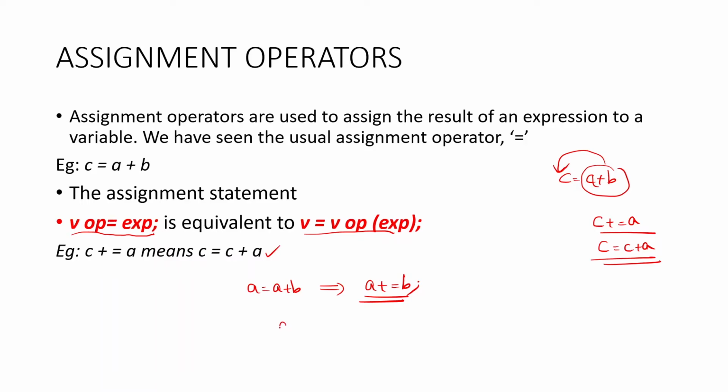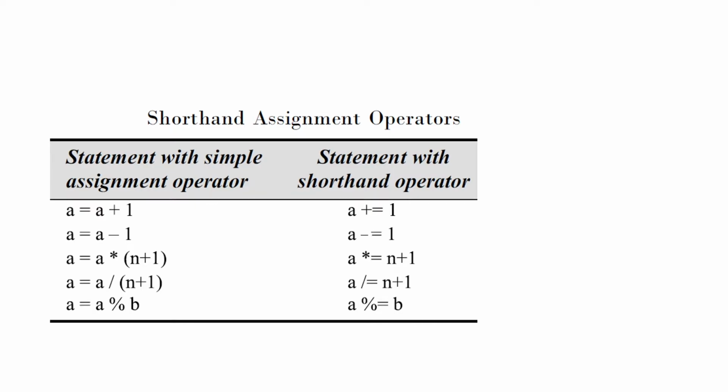When we need to calculate the sum of many numbers, we keep on adding to sum. So sum equals sum plus num. In that case, we can write sum plus equals num. Both of these are equal; this is valid and this is also valid. So you should learn this. This is the syntax, where OP is the operator. This is called shorthand assignment operators.